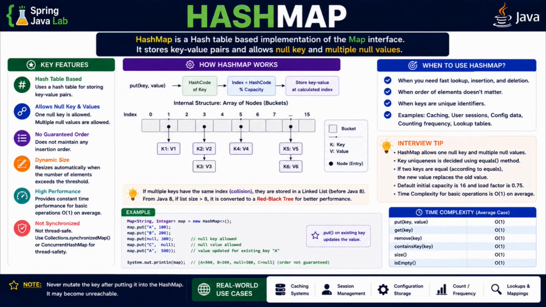Here's an interview tip. If you put a value using an existing key, HashMap doesn't create a new entry, it simply updates the existing value. A simple memory trick. HashMap equals fast lookup, no ordering. We'll dedicate an entire video to understanding HashMap internals, hashing, buckets, collisions, resizing, and treeification.